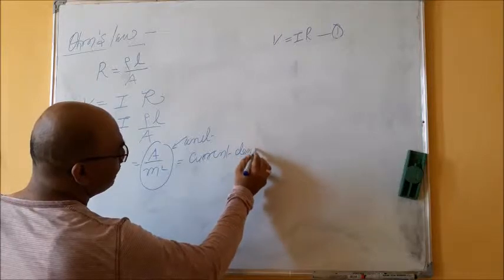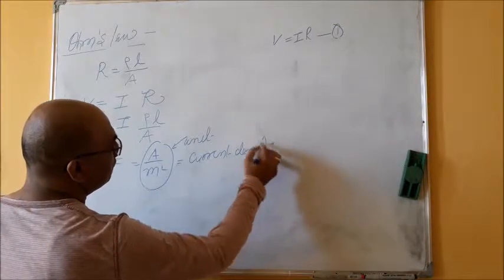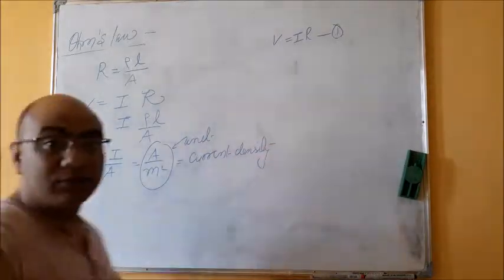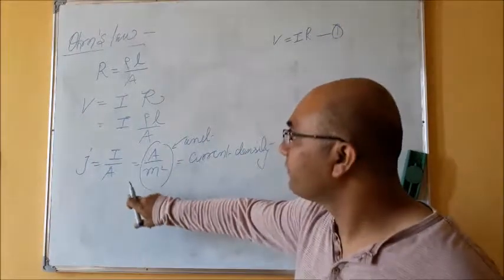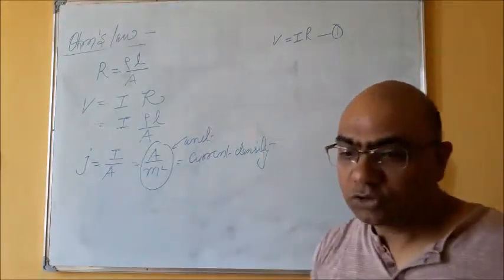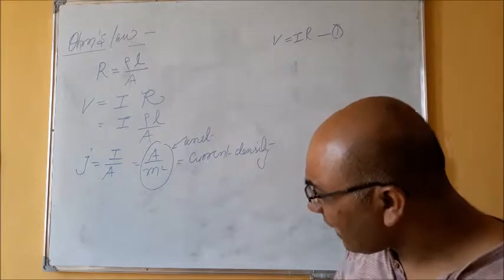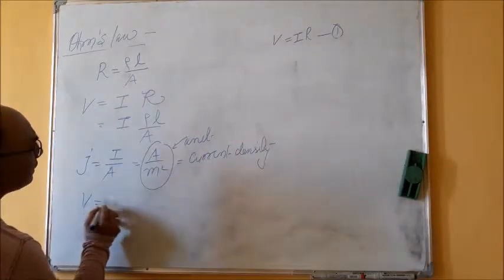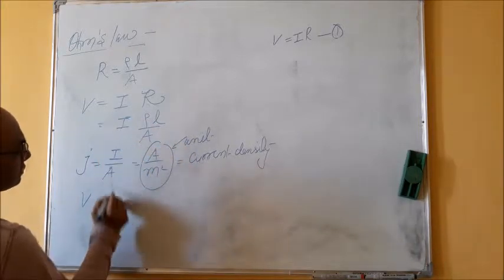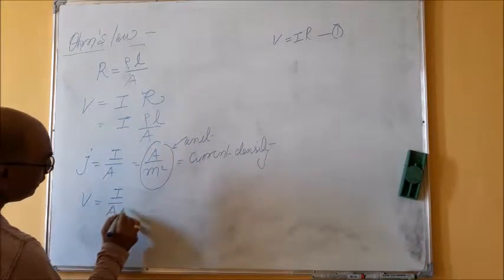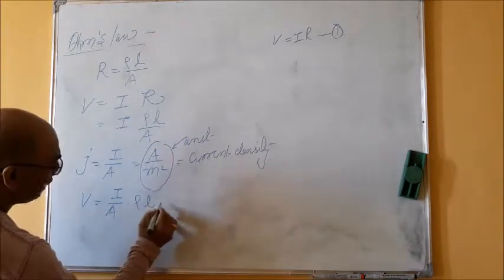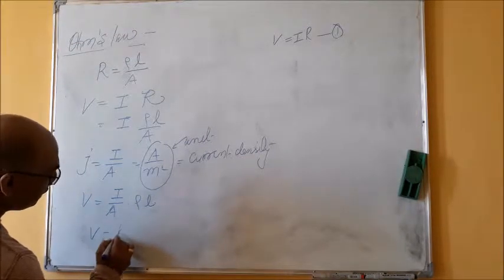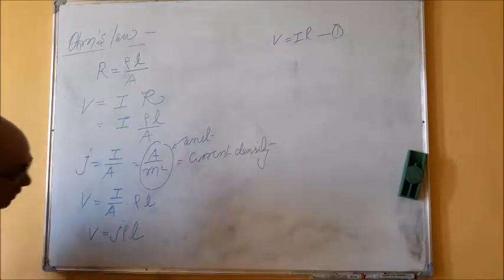Current density. So what I am saying? I am saying the current density is defined as I upon A. So if I put it here, what will I get? I will get V is I upon A rho L, so V equals J rho L.